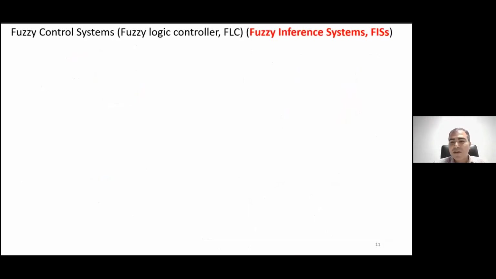So let's start the main subject, fuzzy control systems or fuzzy logic control, or sometimes it's called fuzzy inference systems, but an FIS is not always an FLC. If an FIS is employed for the control of a system, then its role is the same as an FLC. There are two main approaches for the design of a fuzzy controller. One of them is based on fuzzy if-then rules, and the other is on the basis of fuzzy mathematics.